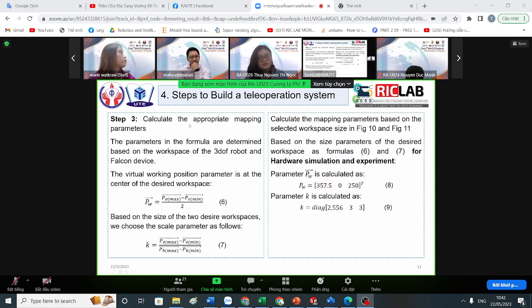Step 3, to calculate the appropriate mapping parameters. The parameters in the formula are determined based on the workspace of the 3DOF robot and the function device. The offset parameter is the position at the center of the desired workspace of the slave. We have equation number 6. Based on the size of the desired workspace, we choose the scale parameter as in equation 7. We calculate the parameters based on the selected workspace size in the figure 10 and figure 11, and these are the parameters we choose for the hardware simulation experiment.